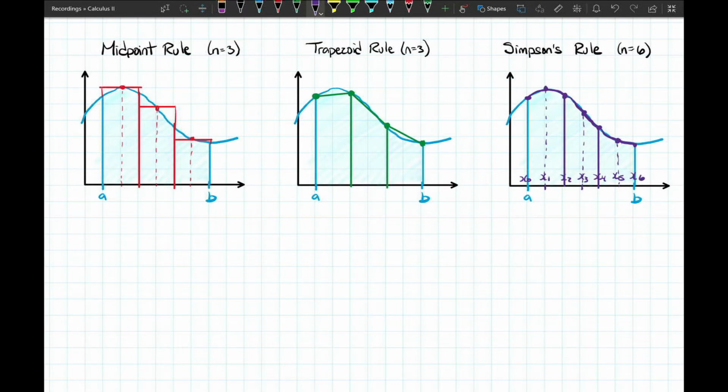You're going to see that one restriction with Simpson's rule is that n will always have to be an even number, because every subinterval will need to have a point in the middle. Now, Simpson's rule will beat out midpoint and trapezoid simply because you can see that I am allowing curvature to not cause additional error.